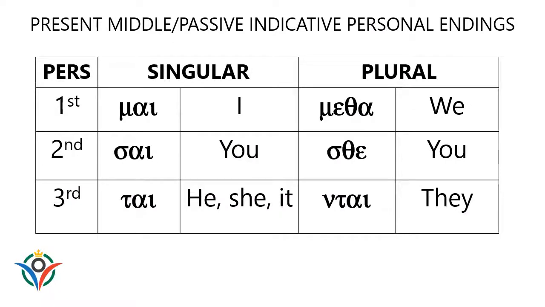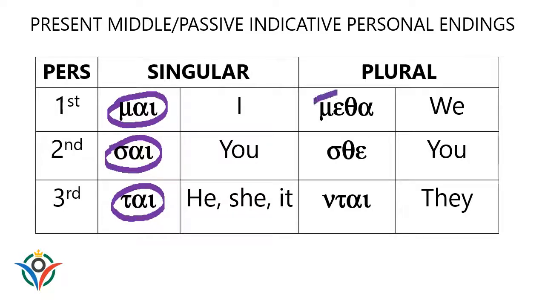Now that you have a better understanding of the middle and passive voices, let me now introduce you to the present, middle, passive, indicative personal endings. So in this table, we have the person and the number, which is communicated by the personal endings. The first person singular is mai, second person singular, sai, third person singular, tai, first person plural, metha, second person plural, sthe, and third person plural, ntai. Let's take a look at these in more detail.